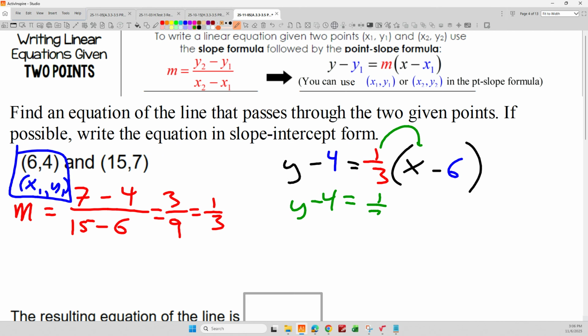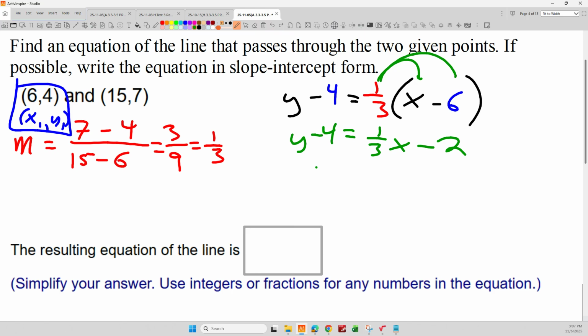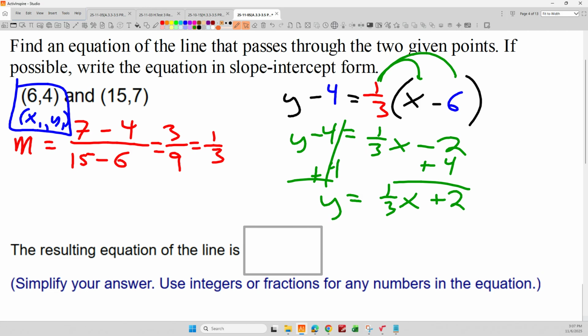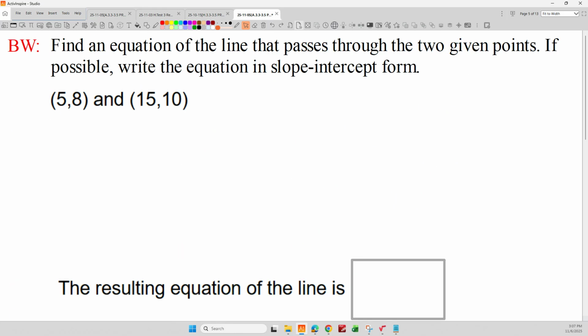So what, 1/3 x? What's 1/3 times 6? Everybody agree? 2. 1/3 of 6 is 2. Last step, add 4. And we get y equals 1/3 x plus 2. Good? Okay. Go try one.